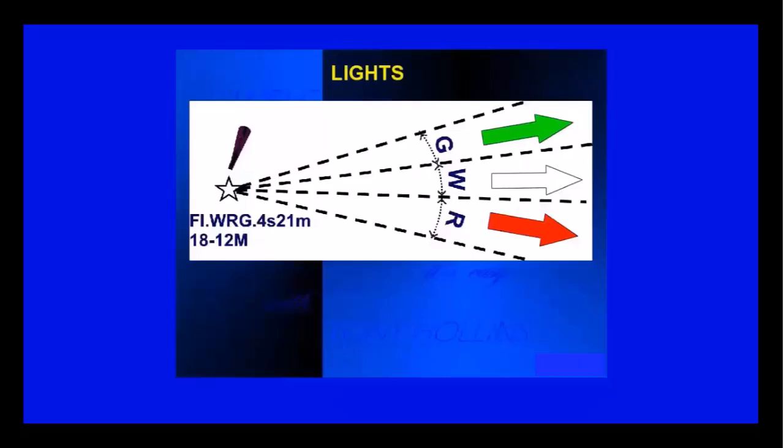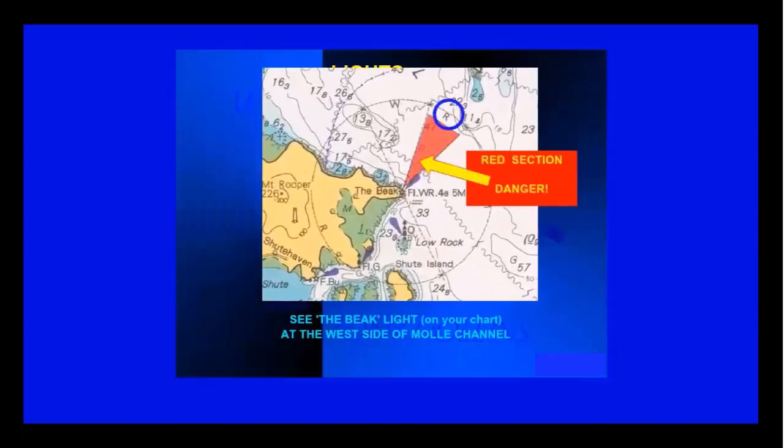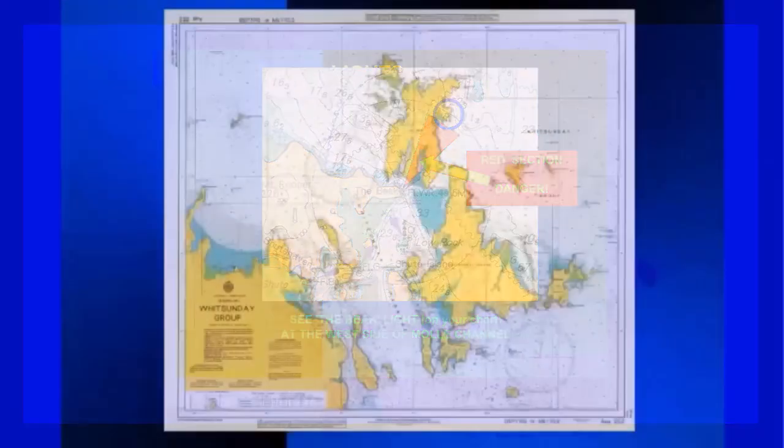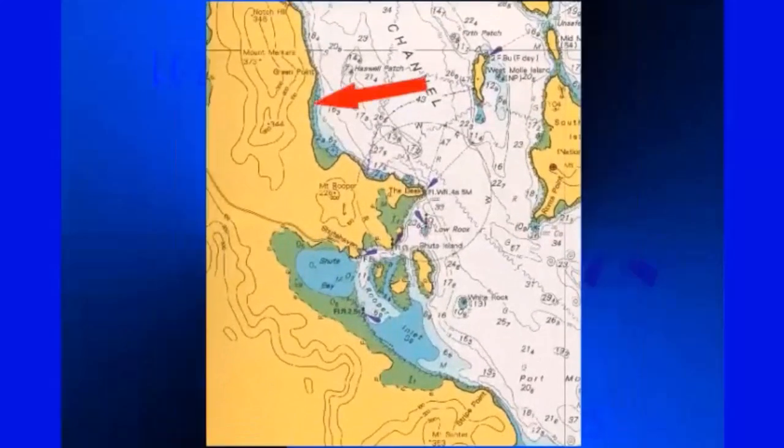Sectored lights have a screen fitted over the light source, which throws light of different colours over fixed arcs. They're shown on charts by a dotted line, and the colour of the light in that sector as viewed from seaward. Have a close look at the beak light, flashing white, red, 4 seconds, 5 metres on the west side of the Mole Channel.